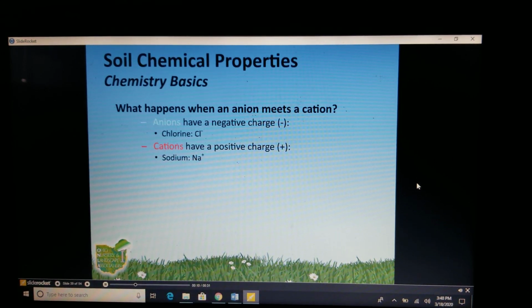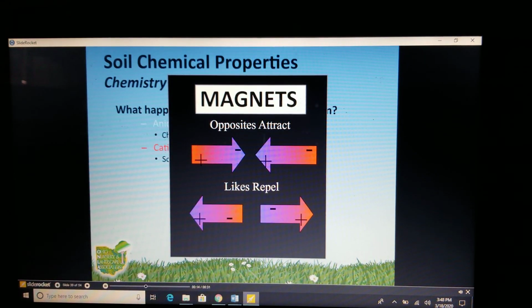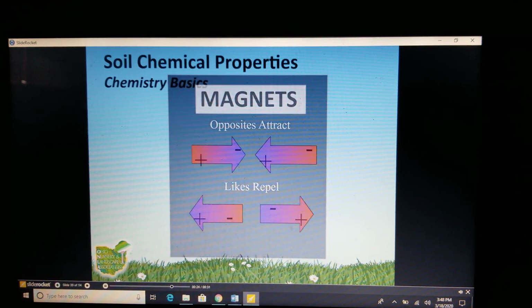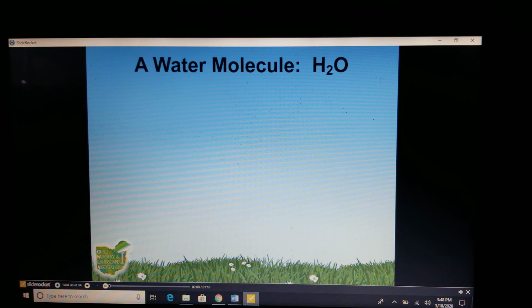With magnets, remember that ends with opposite charges attract each other, and ends with the same charges repel each other. Since opposites attract, the chlorine anion will attach to the sodium cation to form a new substance called salt. This is a chemical reaction, and the salt is now called a molecule, since it's made of two or more atoms. Now, let's look at building another molecule starting with an oxygen atom.